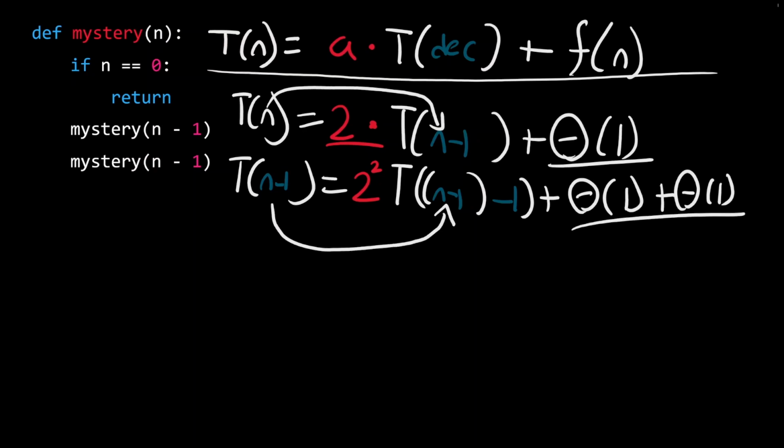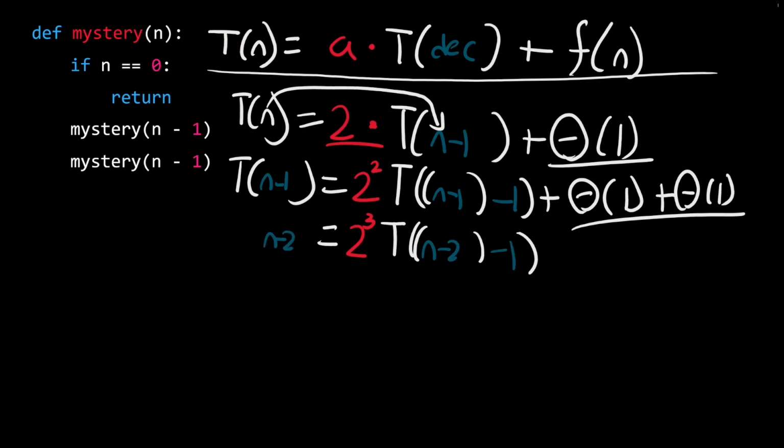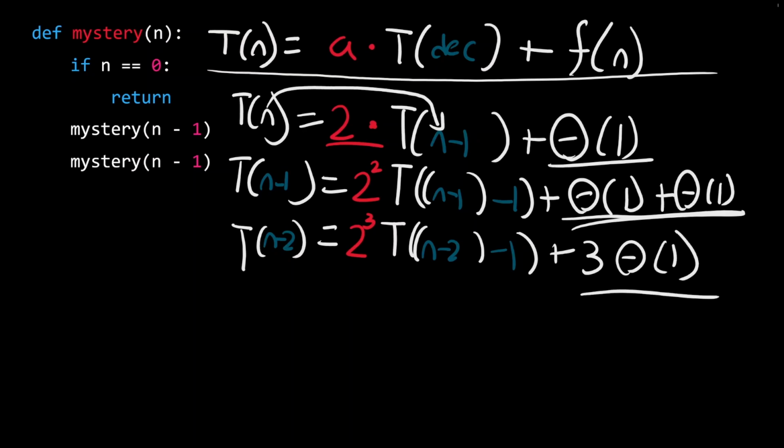So these are going to accumulate. If we keep re-substituting in our values, we're going to get 2 to the 3 times T of n minus 2 minus 1, so n minus 3, and these thetas keep increasing, so we can make this shorter and just say 3 times theta of 1.